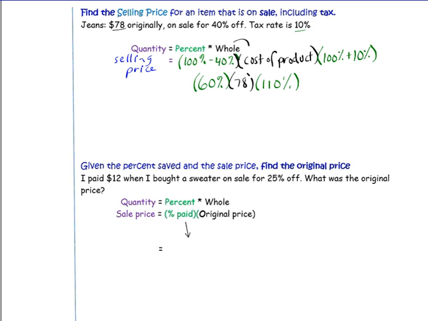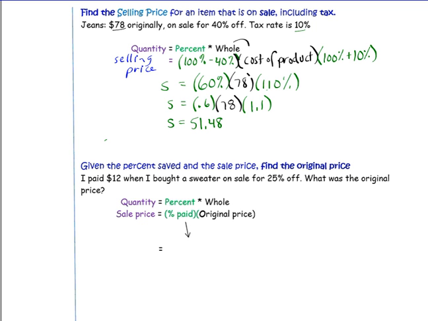Now, those are both percents, the 60 and the 110. So what we want to do is convert those to decimals. So 60% is 0.6, and that's the percent of the cost of the item that you are going to pay. 78 is the cost of the item, and then the decimal for 110% would be 1.1. So go ahead and calculate that answer. And you should get 51.48.